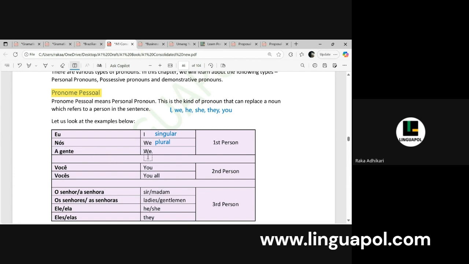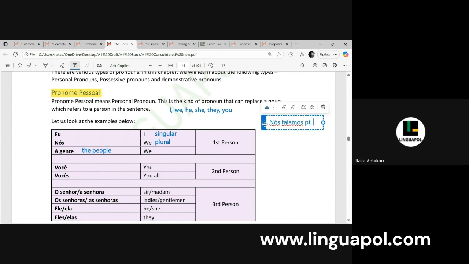Then we have another thing, a gente. A gente is a slang in Brazilian Portuguese. Why are we calling it a slang? Because a gente literally means the people. Gente, the word gente, means people. A means the and gente means people. So literally it should mean the people. But specifically in Brazilian Portuguese, we also use a gente to talk about we. For example, if I want to say nós falamos português. Por exemplo, nós falamos português.